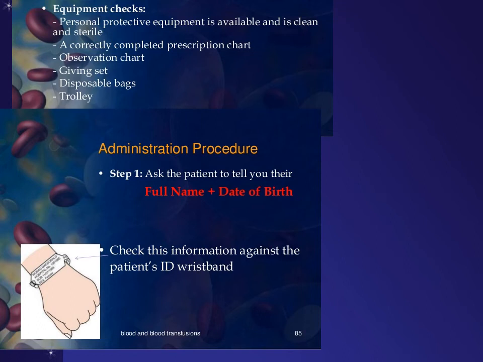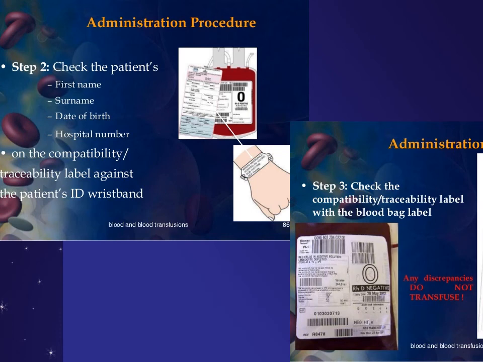So first of all, you should check the patient's identity. Ask for the patient's full name and date of birth, and check this information with the patient's identity wristband or the label or tag the patient is wearing on their clothes. Okay, now you have verified the patient's identity.